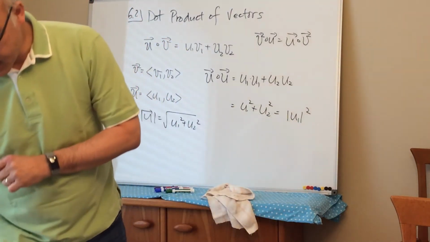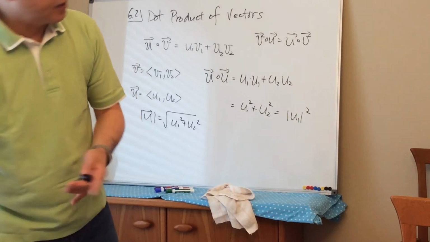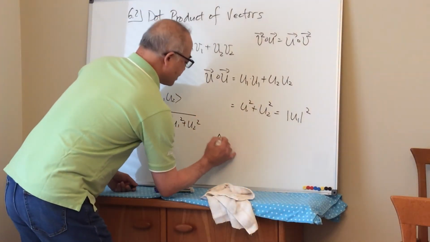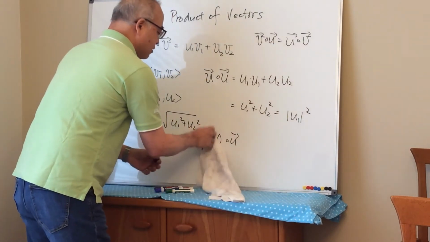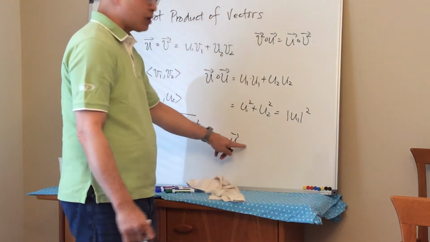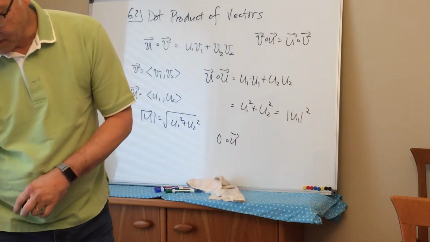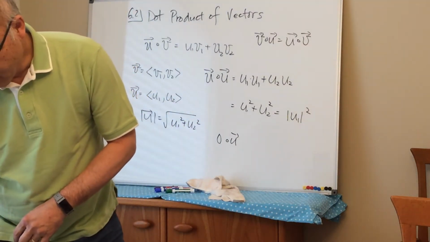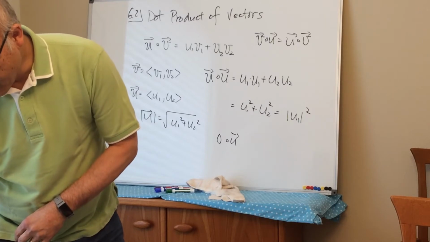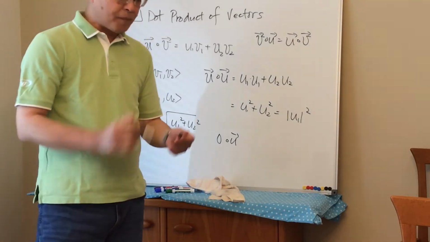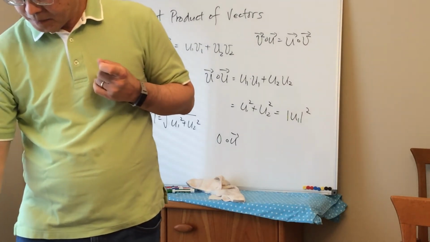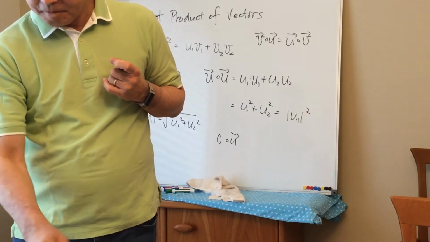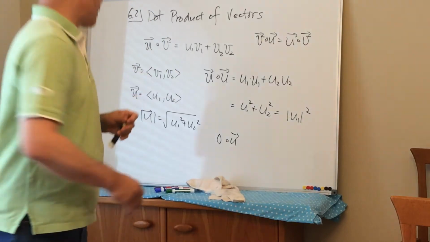Property number 3 is pretty simple, because if I have 0 dot u, anything times 0 is 0, so it's just going to be 0, all right? 4 and 5 are pretty self-explanatory. I'm not going to go over that. Read that, please, and see if you understand it. Okay?